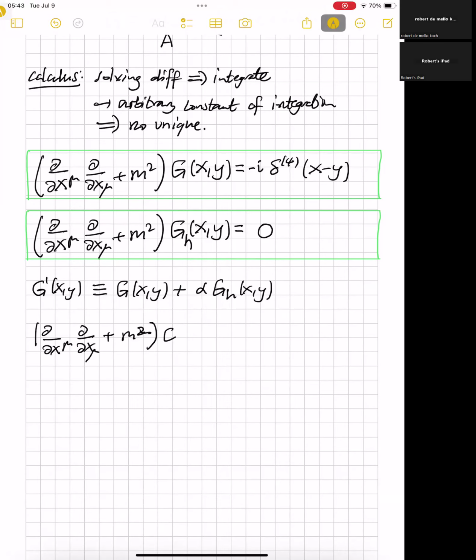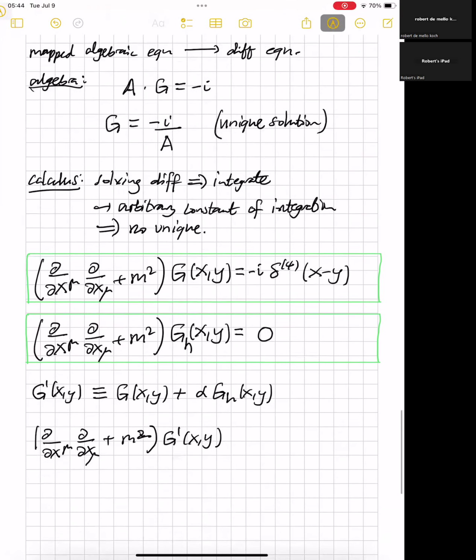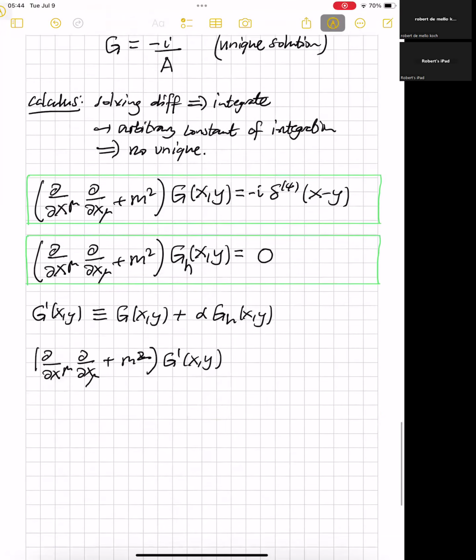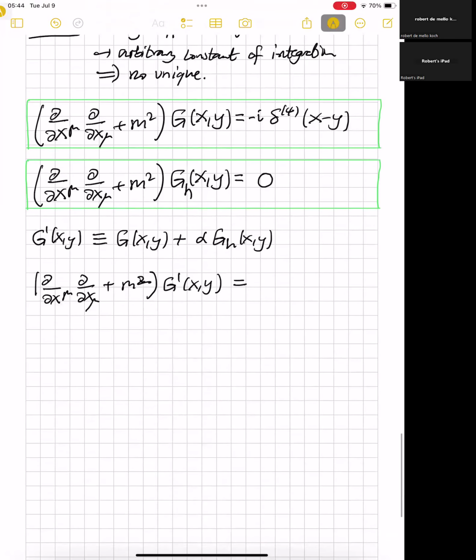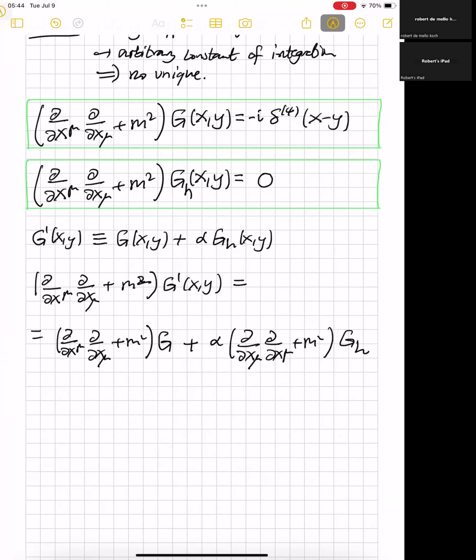Well, you know that g prime is a linear operator. And because g prime is a linear operator, first it'll act on the first term in g, and then the operator will act on the second term in g. So we will have (d/dx mu, d/dx mu plus m squared) acting on g. That's the first term, then plus alpha, (d/dx mu, d/dx mu plus m squared) acting on the second term, this homogeneous solution term. And I've just taken the alpha out front.